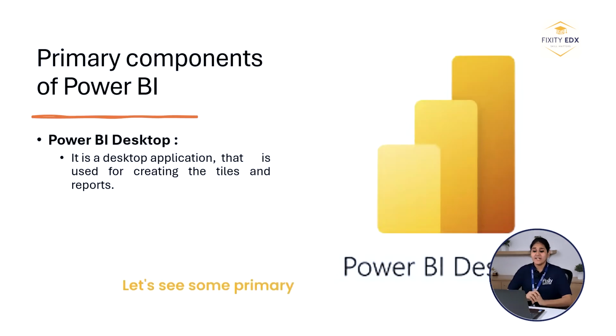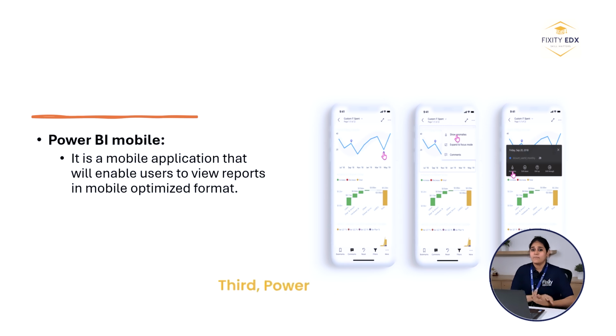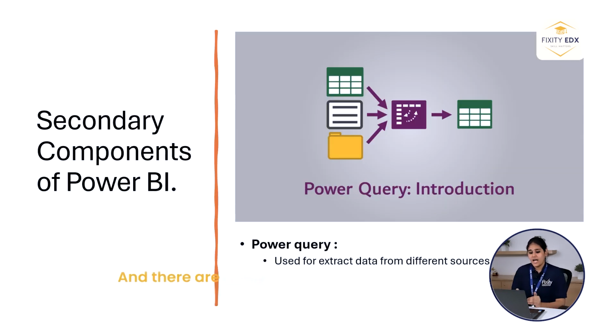Let's see some primary components of Power BI. First is Power BI Desktop. Here we will create reports. The second is Power BI Service. This is an online service. We can create dashboards and we will publish them. Third, Power BI Mobile. Here we can view the dashboards on mobile. And there are some secondary components of Power BI.